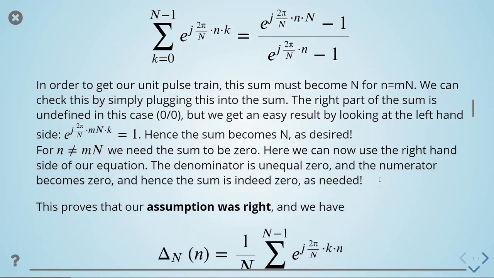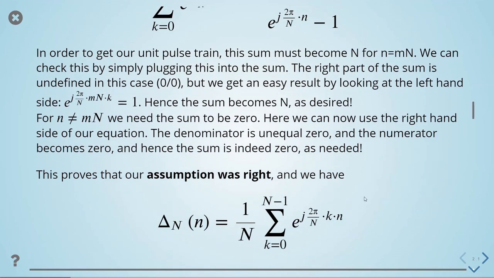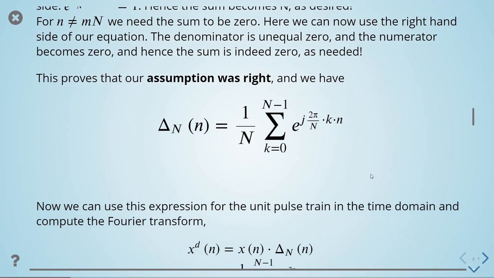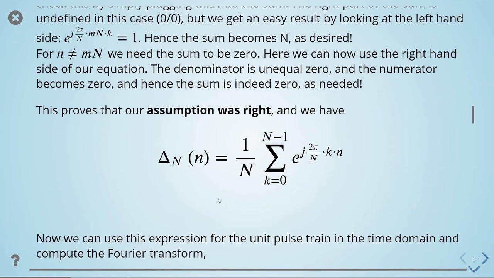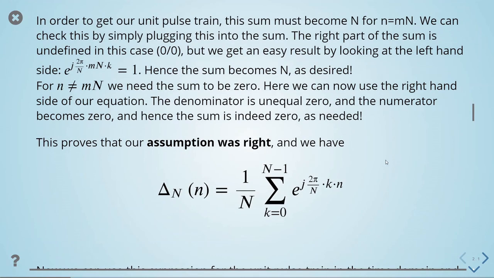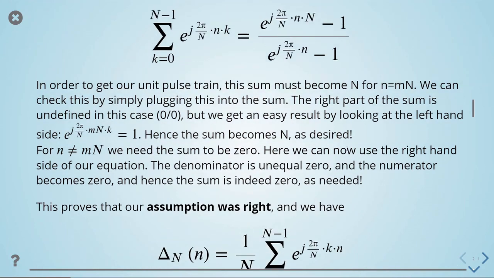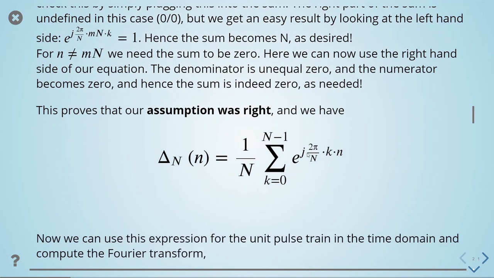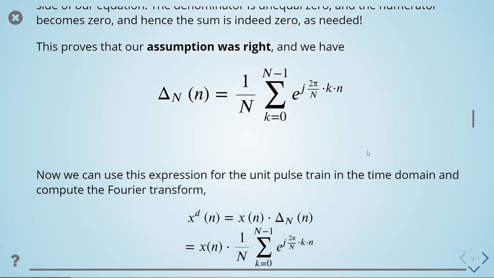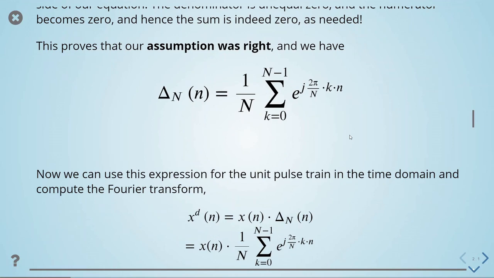So this proves that our assumption was right, and we have that the sequence of pulses is given by this equation here. And now we can use this expression for the unit pulse train in the time domain, and then we can compute the Fourier transform.